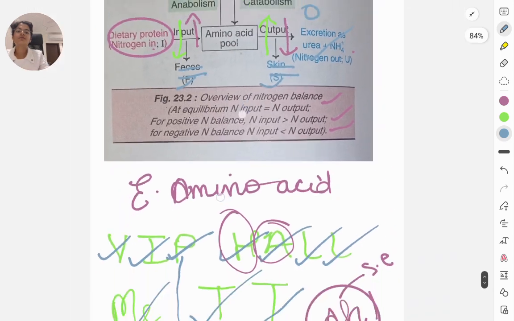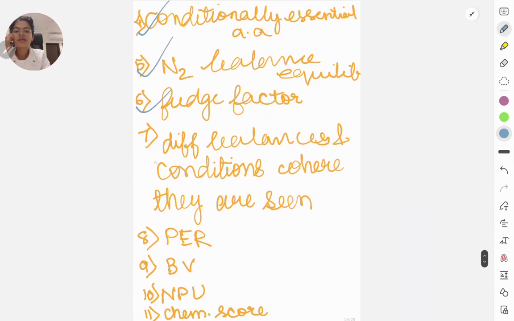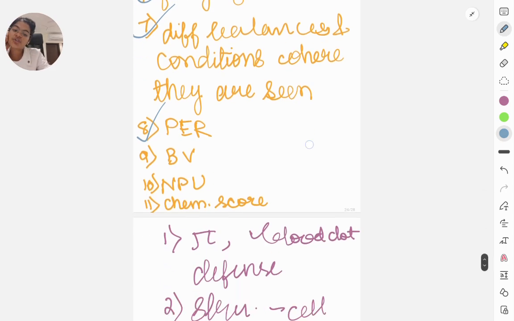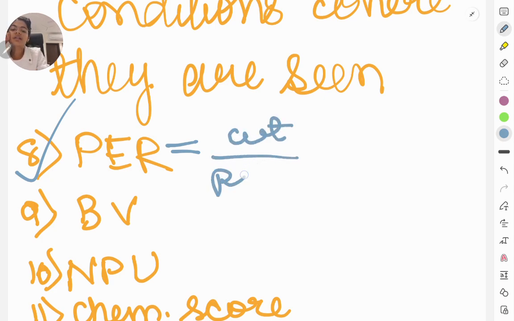Okay, wait, what is the next thing? Difference between balances. Different balances I told you. PER. It is protein efficiency ratio. Here itself I would be telling you, protein efficiency ratio is just the gain in body weight upon the protein weight.